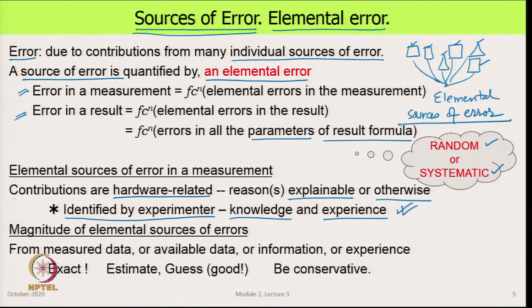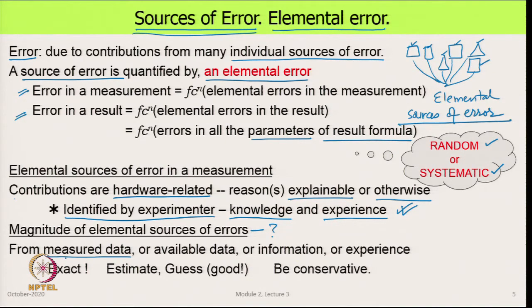How do we estimate the magnitude of elemental sources of errors? For this, we have two or more options. One is we have measured data, where we were able to control all the other errors and see what is the effect of one error, and say, okay, this is the amount of error that is introduced by this particular error in the measurement. This is not always possible. Many of the errors are very intractable, one cannot even do that.